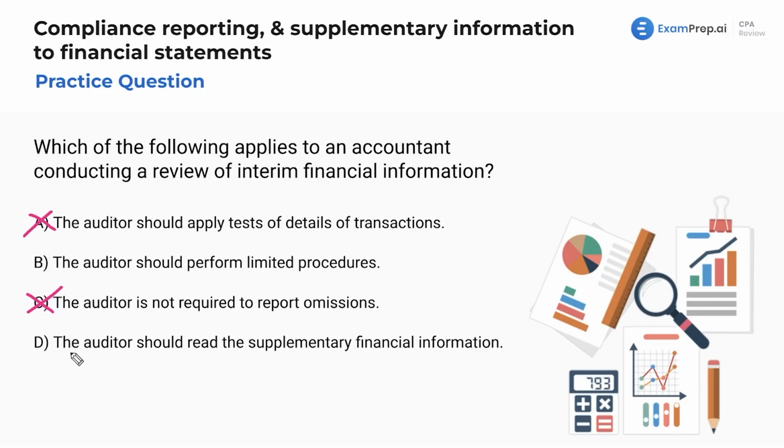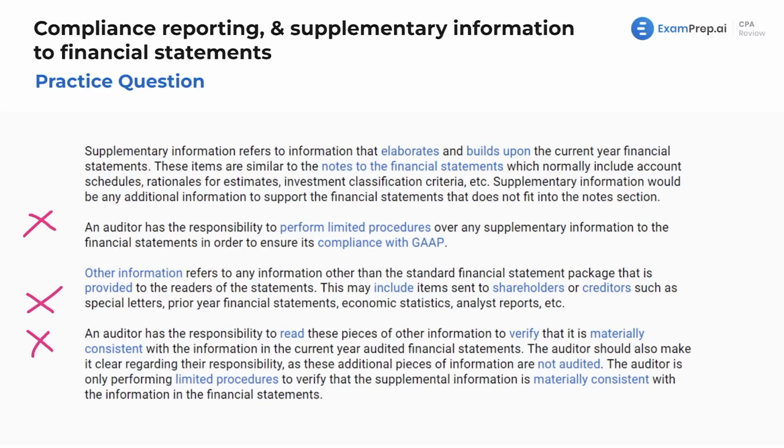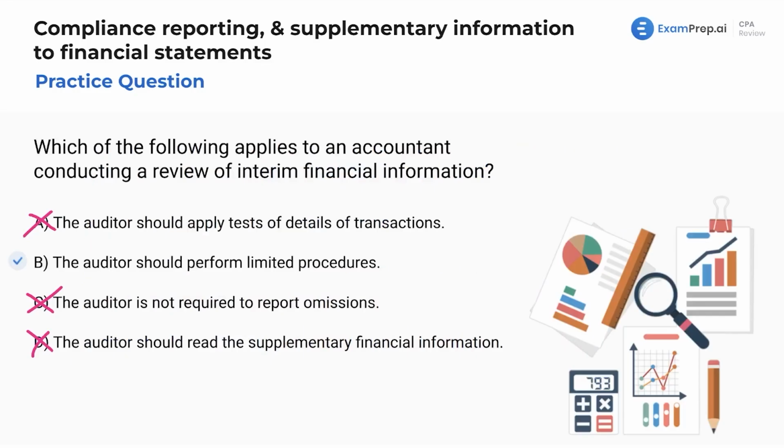And then lastly, the auditor should read the supplementary financial information. Well, that has more to do with the engagement for supplementary information rather than a review of interim financial information. So right here, right, talking a little bit more here. Feel free to pause again, take a read. Supplementary information, right? Perform limited procedures over any supplementary information to financial statements. And here we go. So limited procedures for our supplementary information in a review of financial information.